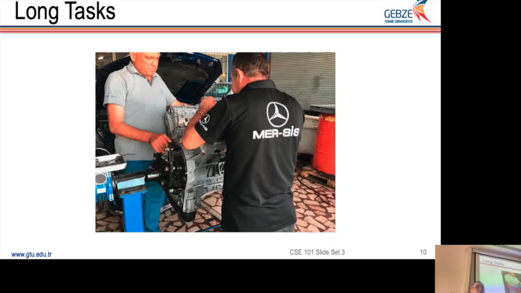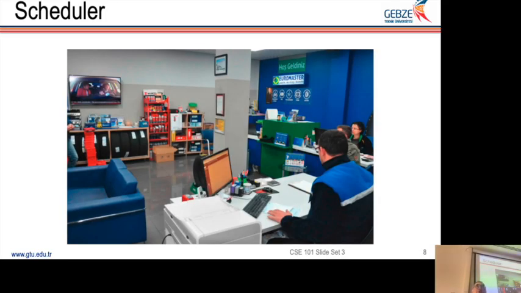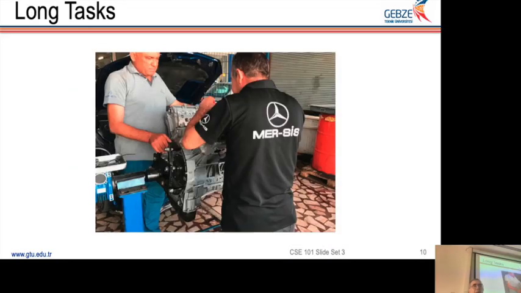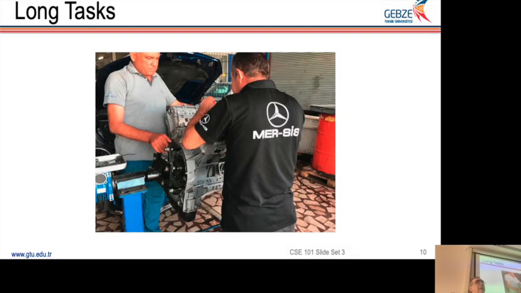A tire change shouldn't wait for 1 week just because he arrived 10 minutes later than this customer. It's a 1 week job. So a tire change shouldn't wait that long. So an operating system, the scheduler guy, schedules those operations so that sometimes this guy leaves the job, goes back to the tire, finishes that, and comes back. So that is what we call multitasking.